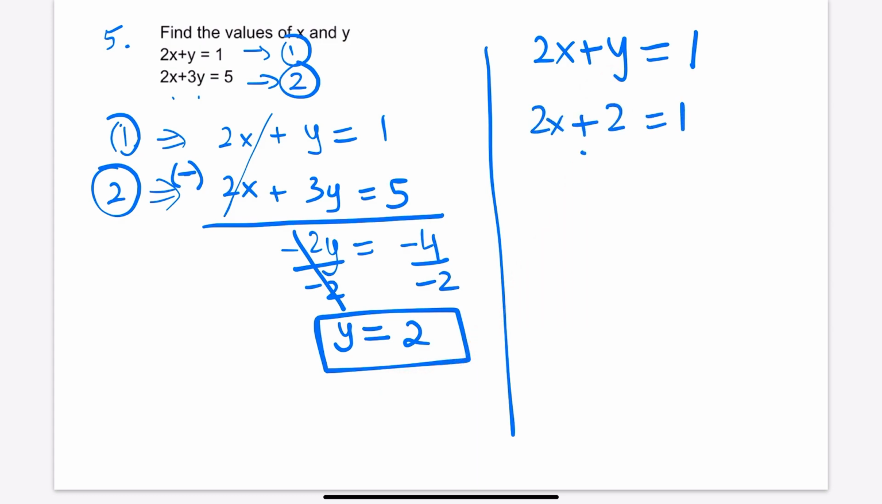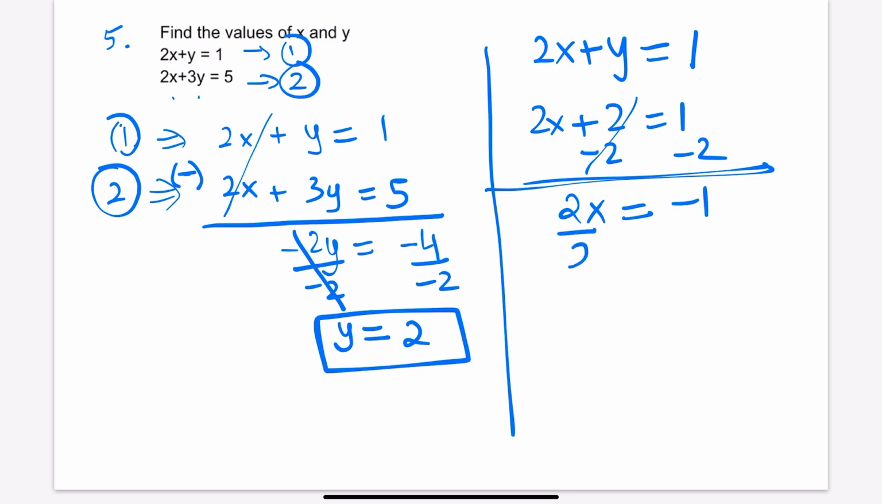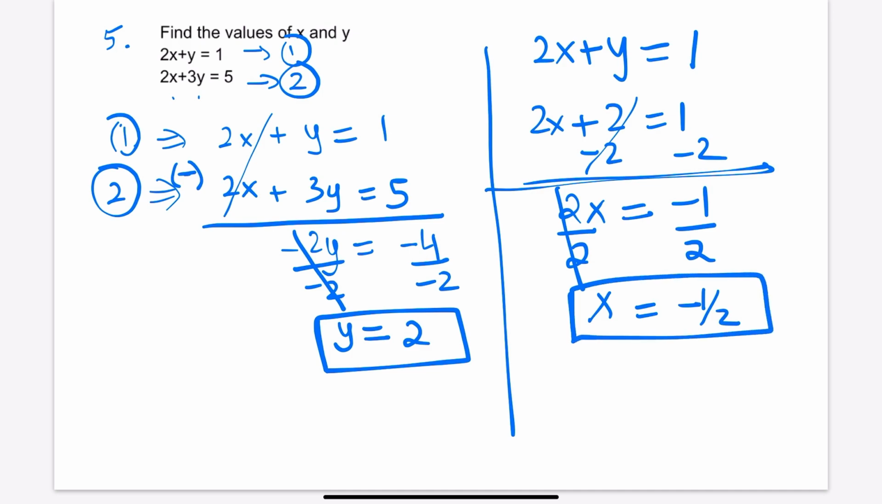We have to isolate the x term here, so we have to get rid of 2 from the left side. On the left side I have 2x, which is equal to, on the right side, 1 minus 2, which is negative 1. Again, to find x, divide both sides by 2. So x is equal to negative 1/2. That's the answer. So we have x as negative 1 half, y as 2. That is the answer for this problem.